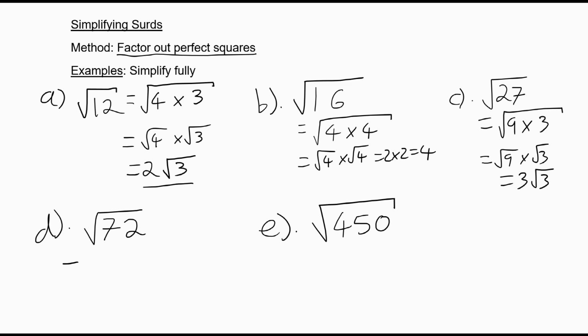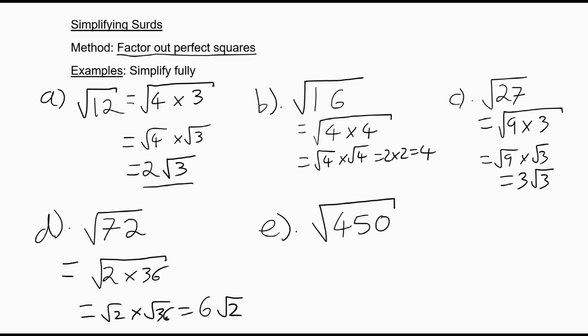Root 72, I know that 36 goes into 72 twice, so I have root 2 times 36. This is going to be root 2 times root 36. Root 36 is 6, so I have 6 root 2.